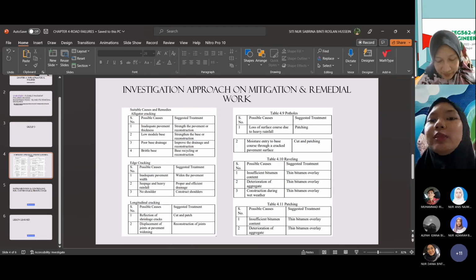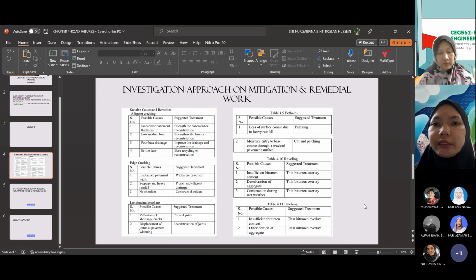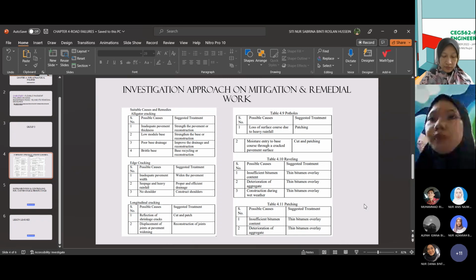Kalau edge cracking pula sama juga, kita kena within the pavement, proper and efficient drainage. Kalau ada seepage, kalau tak ada shoulder, kita kena construct shoulder dekat tepi jalan. Next, untuk longitudinal cracking, kalau shrinkage, kita kena cut and patch. Kalau displacement joint, kita kena reconstruct joint untuk jalan raya tu.